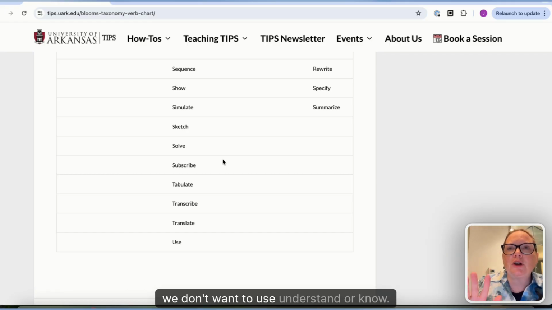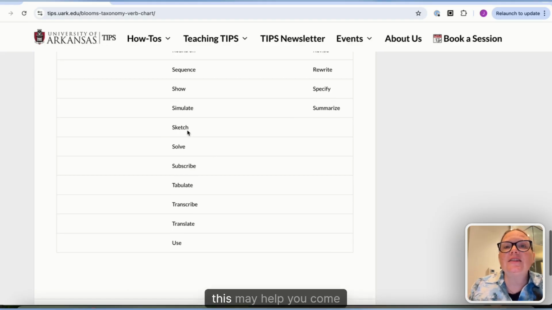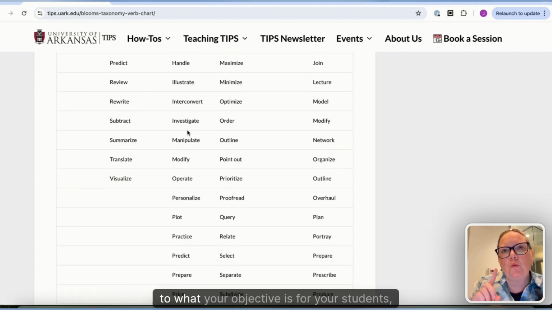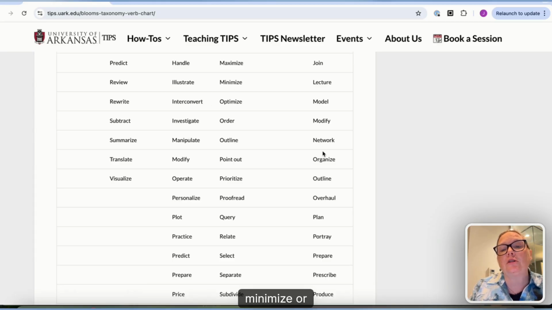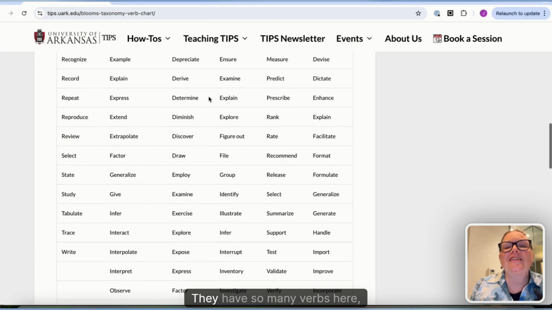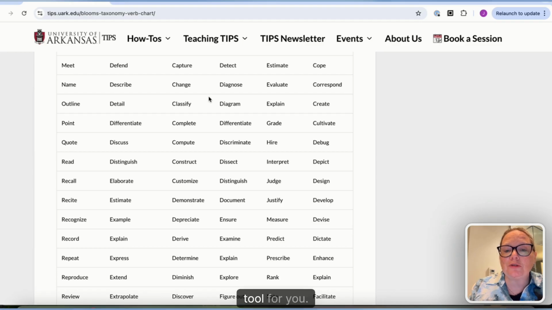Again, we don't want to use understand or know, and sometimes it can be challenging to find that right verb. By having a bigger list, this may help you come up with the verb that really speaks to what your objective is for your students. What do you really want them to do? Do you want them to investigate or summarize or minimize or organize or incorporate or validate, right? They have so many verbs here. So this could be a really useful tool for you.